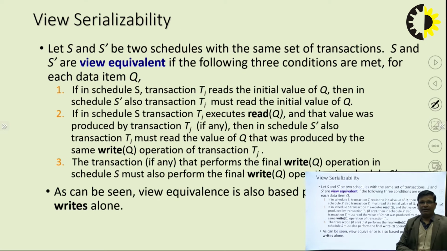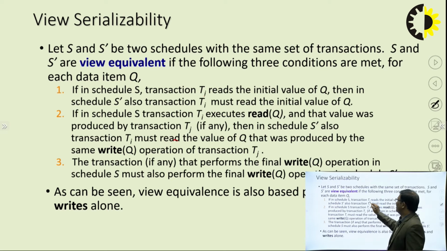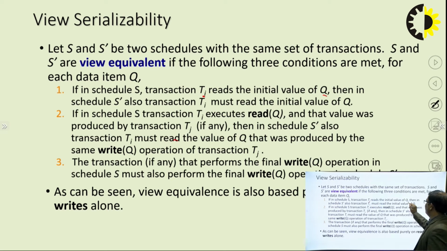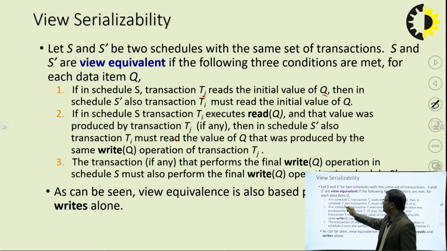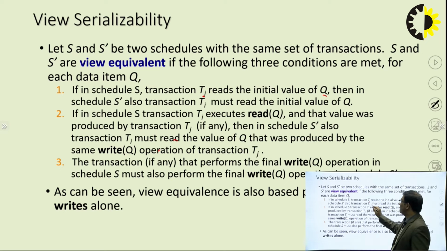View serializability. This is another type of serializability. One is conflict serializability, another is view serializability. In view serializability, we can say that there are two schedules, S and S dash, which are view equivalent if and only if these three points are followed. If in schedule S transaction Ti reads the initial value of Q, then in schedule S dash it must also read the initial value of Q.